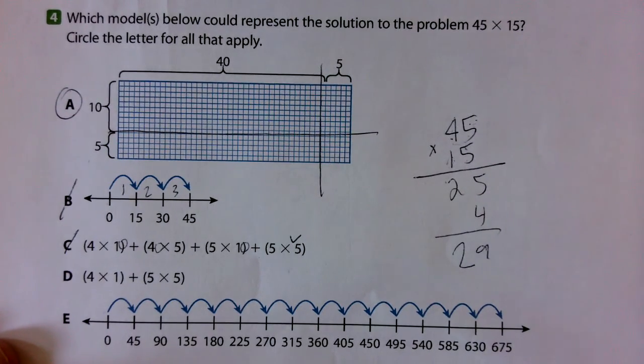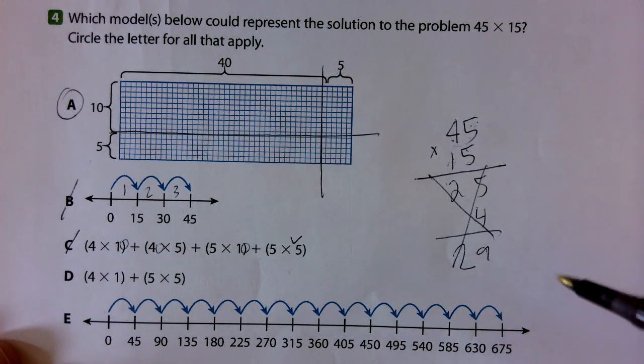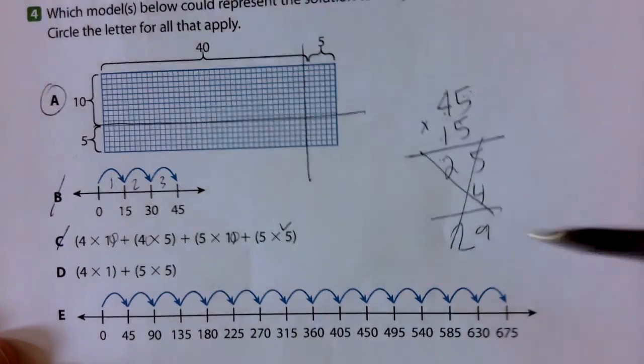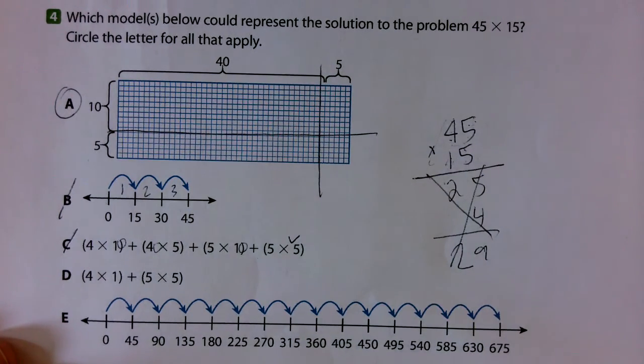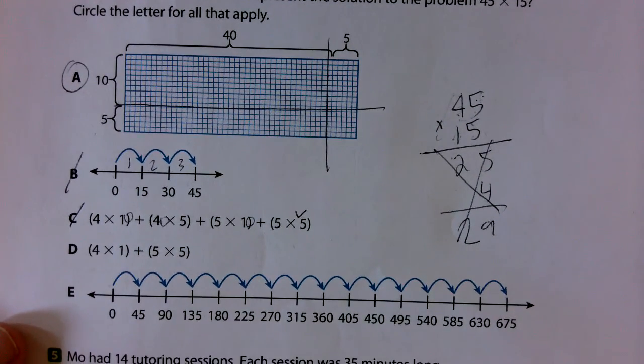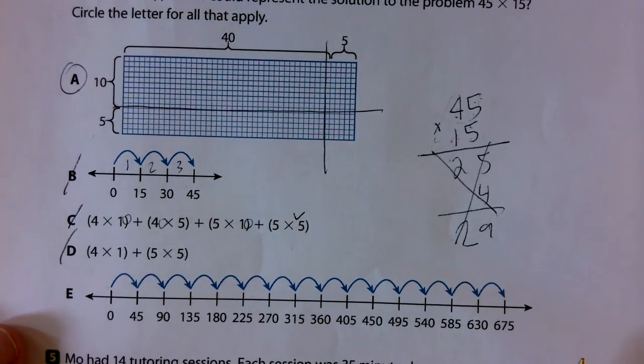And that's 29. That does not work. You cannot just go straight up and down. You have to go diagonal. All right, so it's not D. Let's find out E.